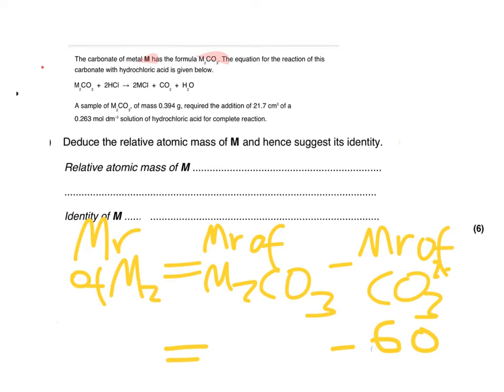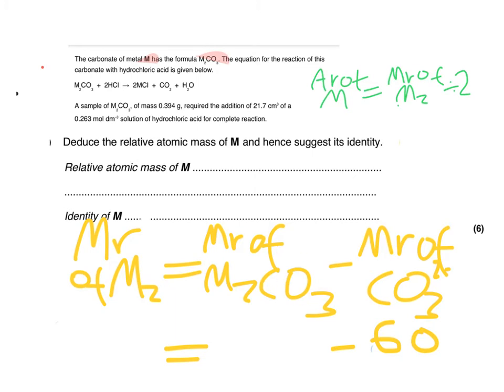And then to work out the Ar of M, not the Mr, the Ar of M is going to be the Mr of M2 divided by 2. So whatever this comes out as, divided by 2, it'll give us the Ar of M. And then we can use the Ar and the periodic table to work out what M actually is and to answer the question. So as we can see, our first job is to work out the Mr of M2CO3.